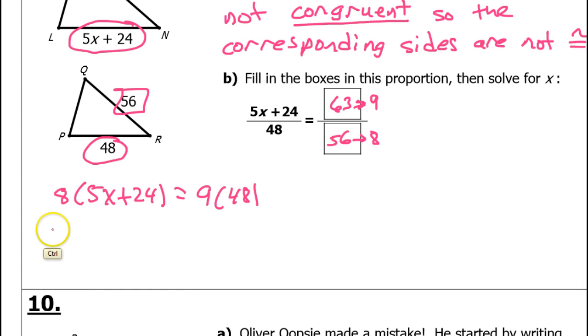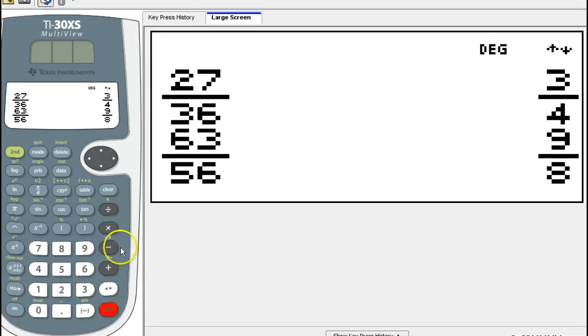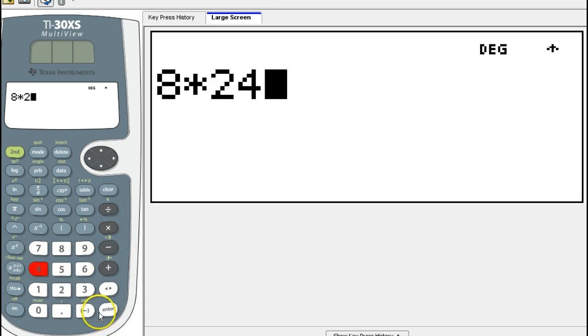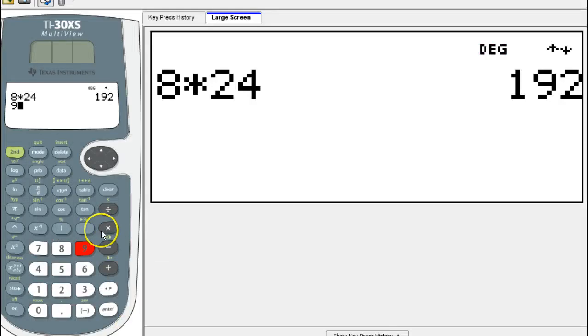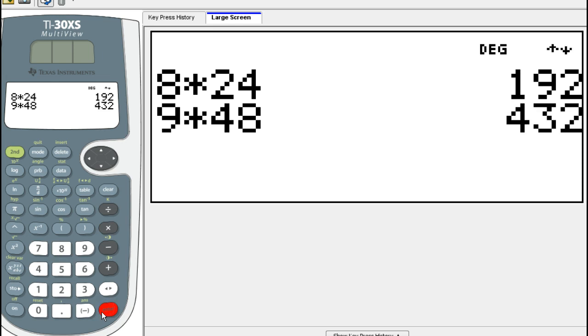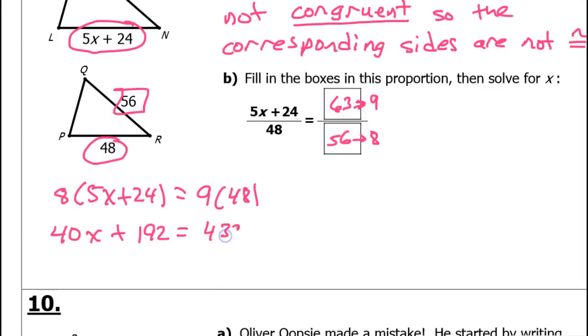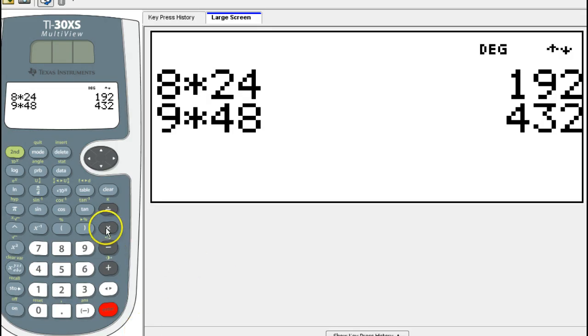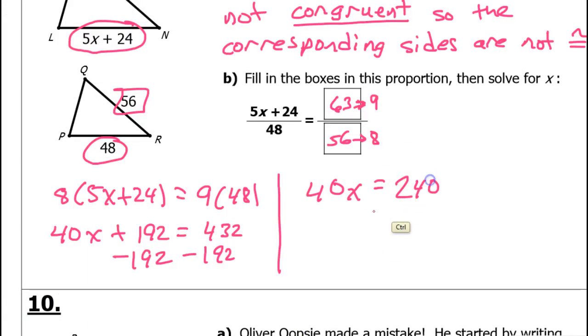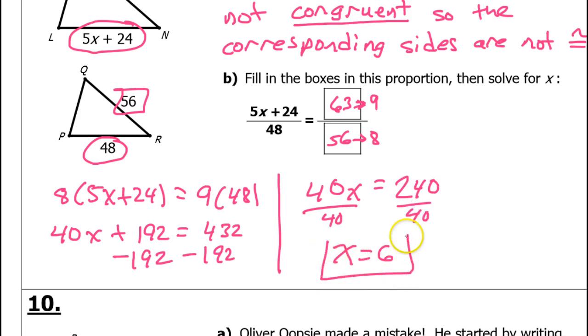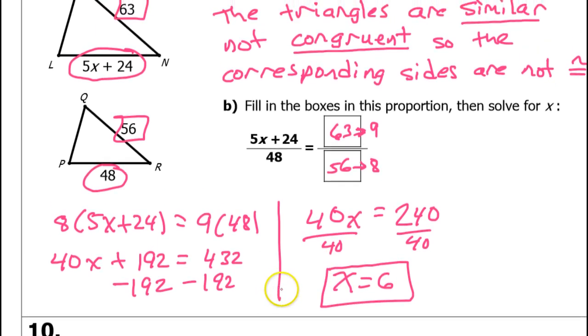All right, so that's going to give me 40x plus 192 is equal to 432. All right, subtracting 192 from both sides. That's 240. And then divide both sides by 40. And you get 6. All right, any questions about number 9?